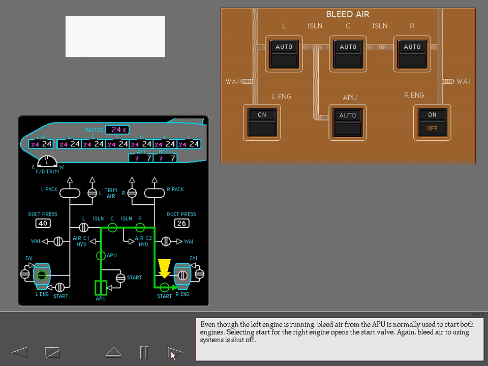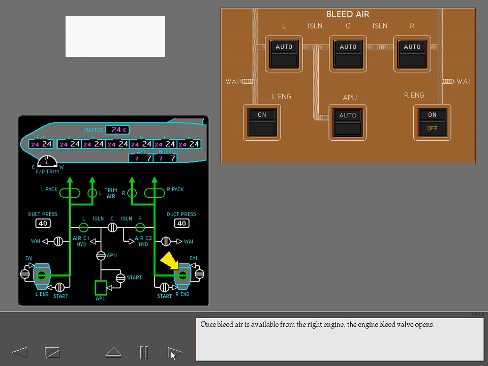Selecting Start for the right engine opens the start valve. Again, bleed air to using systems is shut off. Once bleed air is available from the right engine, the engine bleed valve opens. As the bleed valve opens, the off light extinguishes. Now, both engines are supplying bleed air to the various using systems.